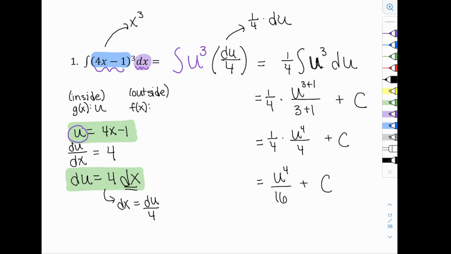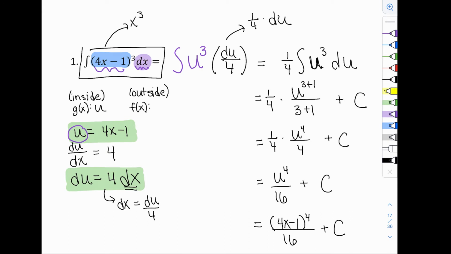So we're pretty much done at this point. The thing is that our original problem had no u's in there. That was something that we had introduced to the problem. So the last step with any substitution is to go and substitute back, so in this case, to replace any u's with 4x minus 1. And that's going to be our final answer. So it's going to be 4x minus 1 to the 4th over 16 plus c.